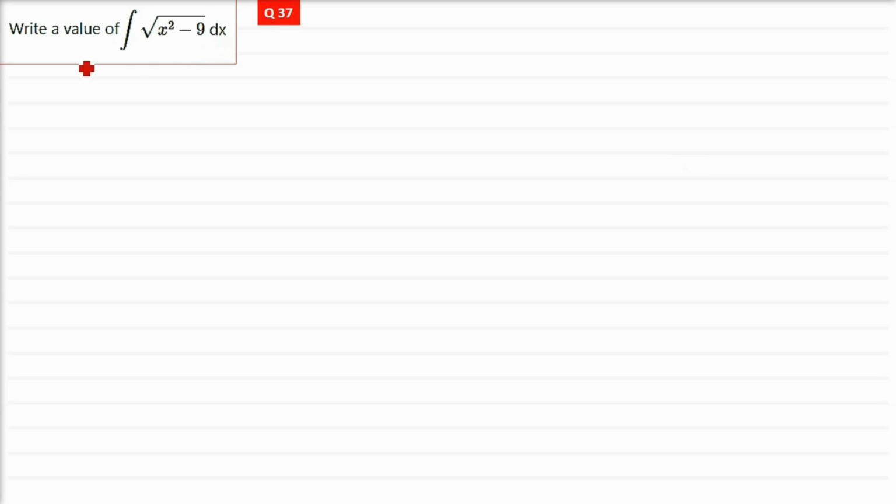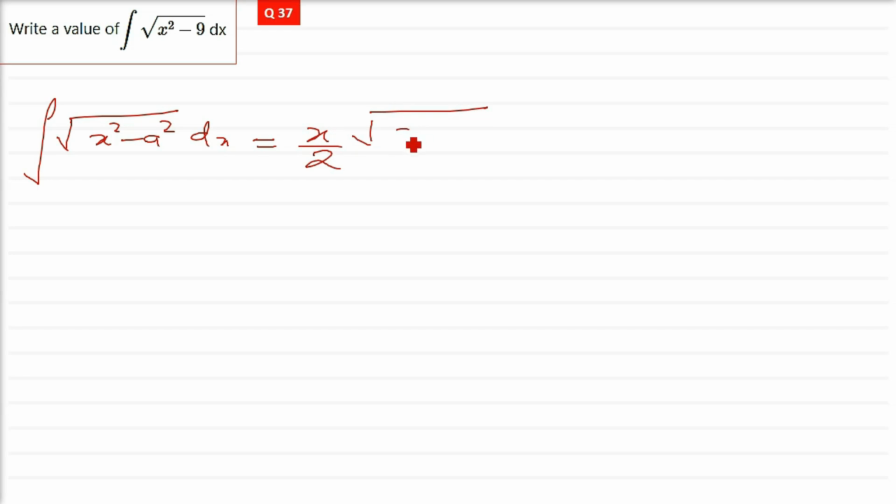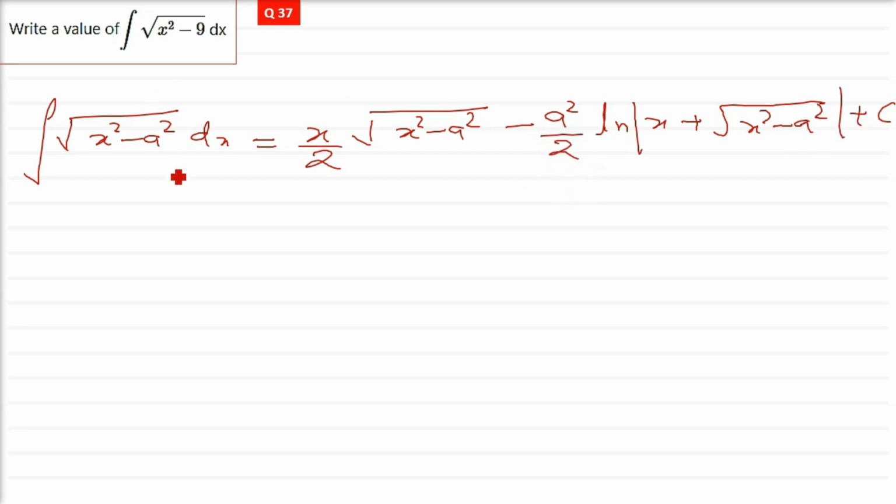Again, the direct formula we are going to apply here, under root x square minus 3 square we can write. Before that, let's revisit the formula again. Under root x square minus a square dx, and this will be x by 2 under root of x square minus a square, minus a square by 2 and ln, that is log base e, modulus of x plus under root x square minus a square, plus a constant of integration. So wherever we encounter a, we can write 3. Why? Because x will be x and a will be 3 here. So x square minus a square, which is x square minus 3 square. A we will take as 3.